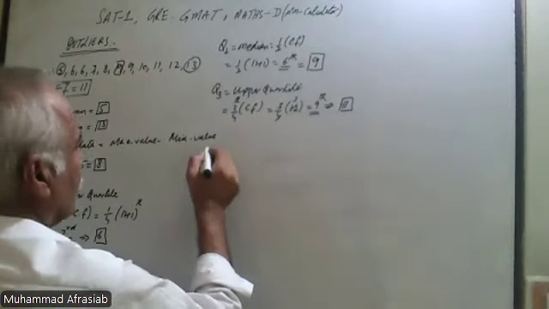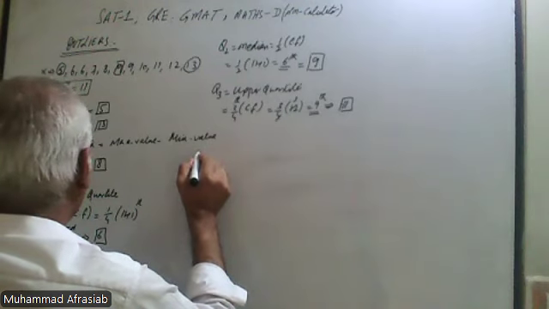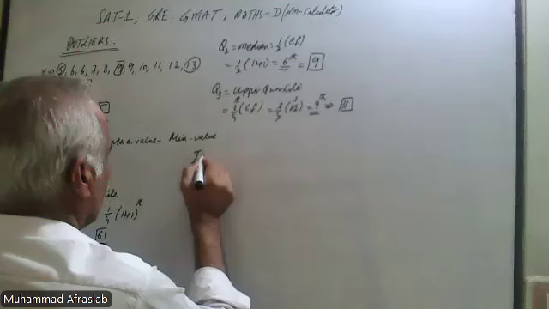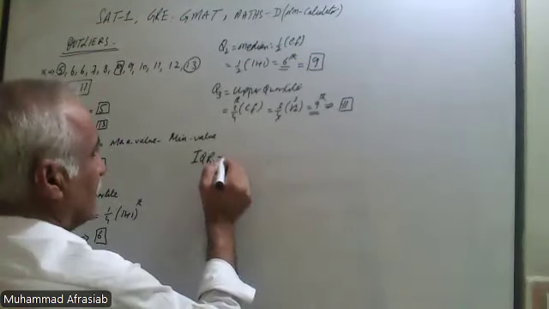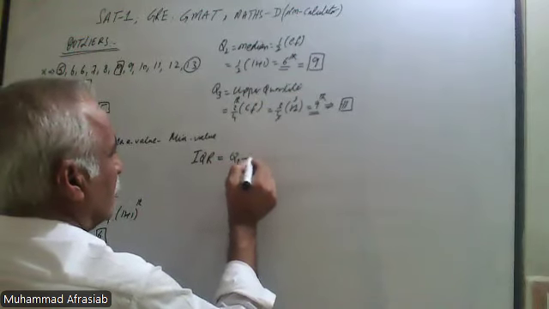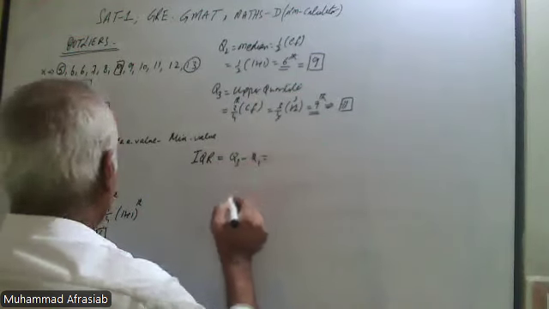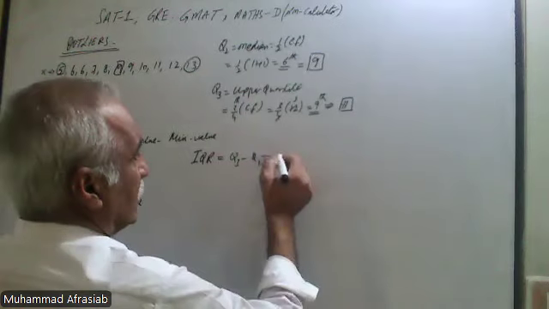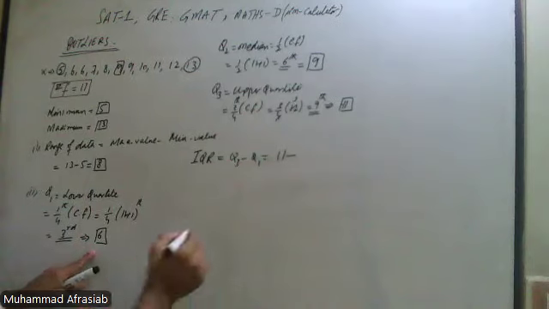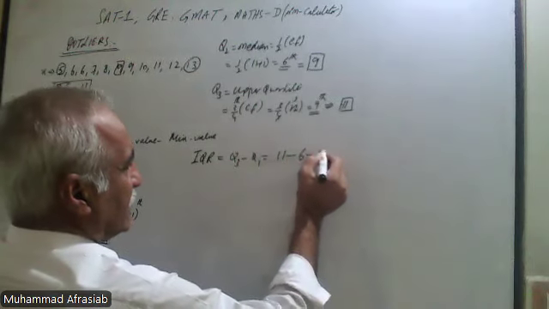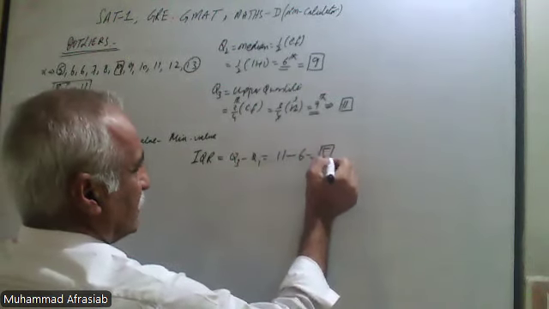Next, the second step is to find the interquartile range, which is denoted by IQR, and that is equal to Q3 minus Q1. Q3 is equal to 11 and Q1 is equal to 6. So 11 minus 6 is equal to 5.